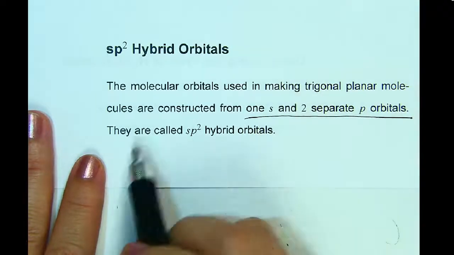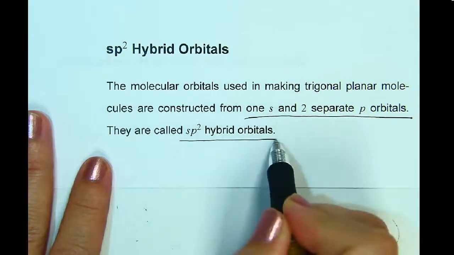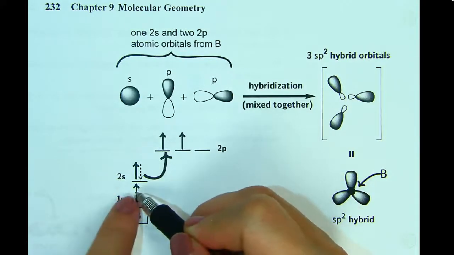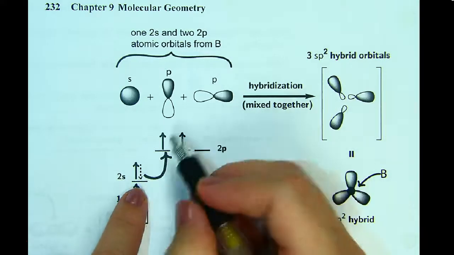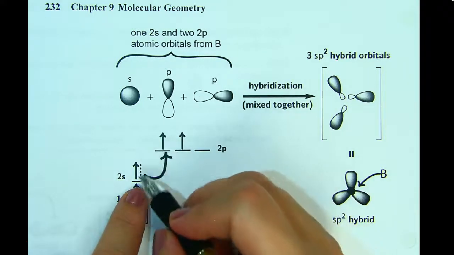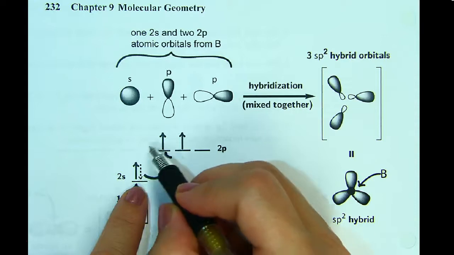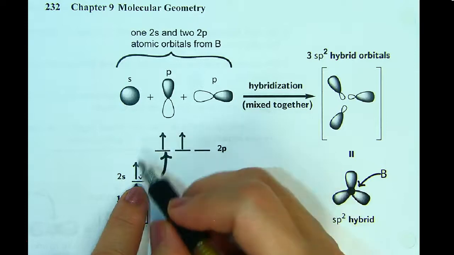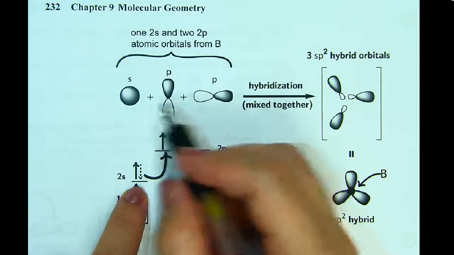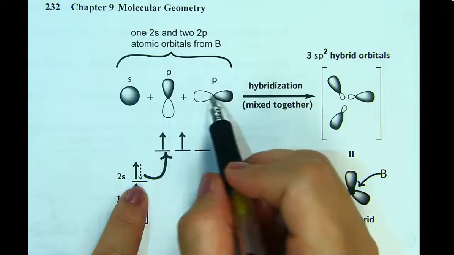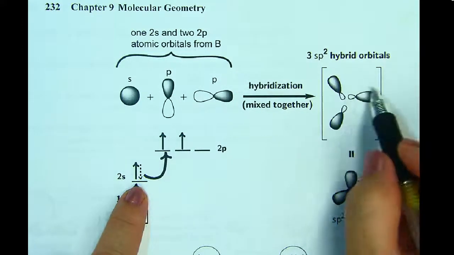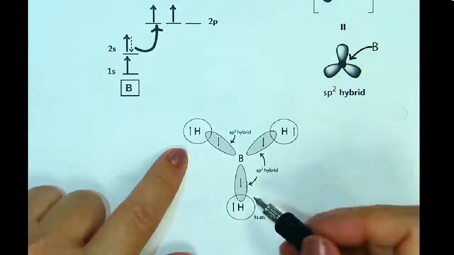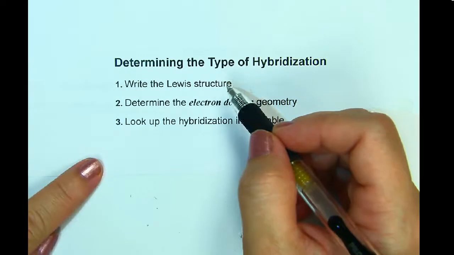sp2 hybrid orbitals. The molecular orbitals used in making trigonal planar molecules are constructed from one s and two separate p orbitals, and they are called sp2 hybrid orbitals. Such as in the case of boron, where it normally has a 1s2, 2s2, 2p1. However, we're going to move one of the 2s electrons over to an empty p orbital, and now it can create 1, 2, 3 bonds, a 2s and two 2p's. And so we have a 2s and two 2p orbitals, which create three sp2 hybrid orbitals in order to create 3 bonds in boron.